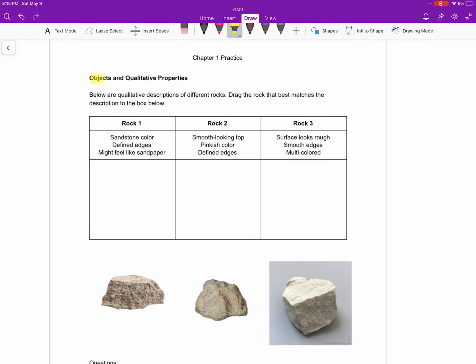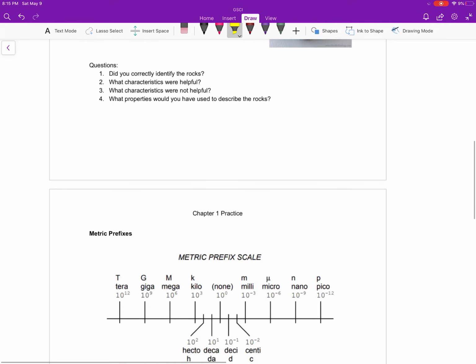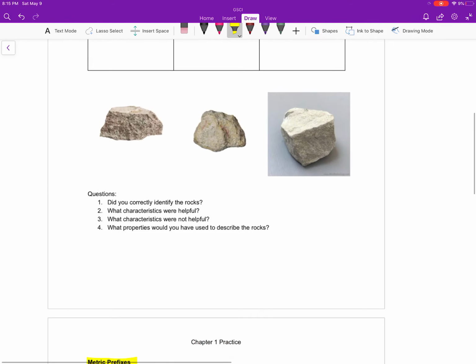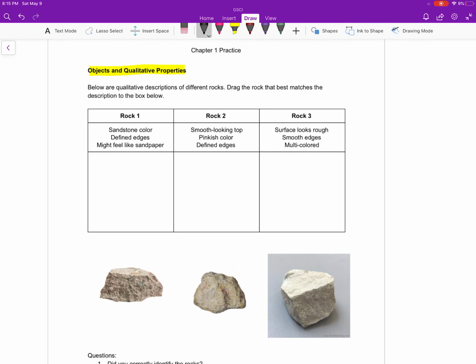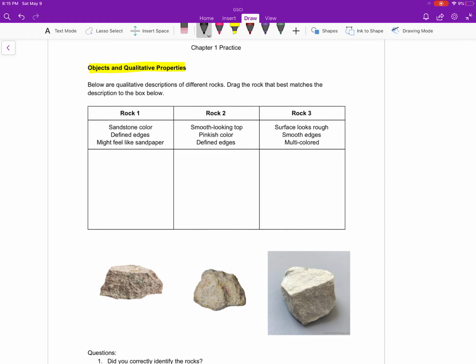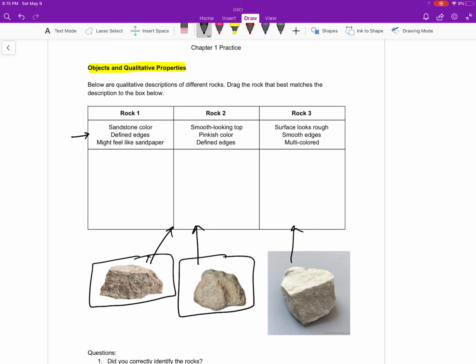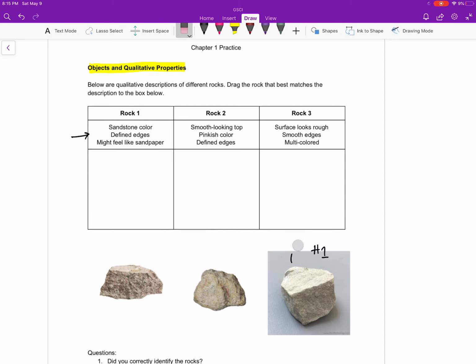So in this practice, we're going to talk about qualitative properties of objects as well as metric prefixes. For this first one, you're given qualitative descriptions of different rocks. You're going to drag the rock below. These will be boxes you can click and drag if you're working inside a Microsoft product. If you're working with it as a PDF or printed off, you're going to have to draw arrows. You can also label the rock as number 1 or number 2 or number 3. Whatever works best for you. Just make sure that you clearly indicate the identity of the rock, matching it with this description.